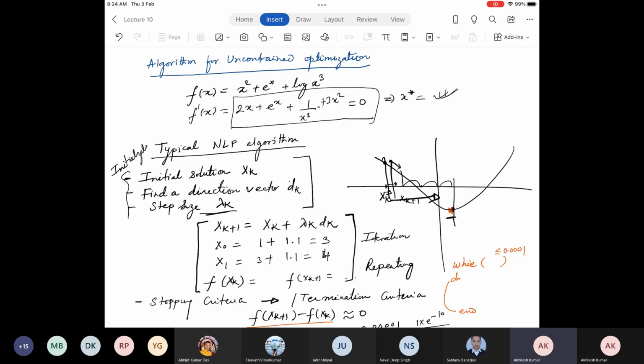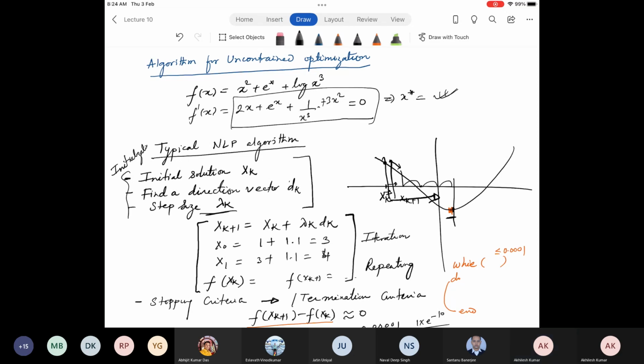I'm really not sure what you are talking about. I will try to draw here. So this is my minimum. I'm moving in the 1 0 direction, and lambda I'm finding from here. Now what are you suggesting? Can you tell me?